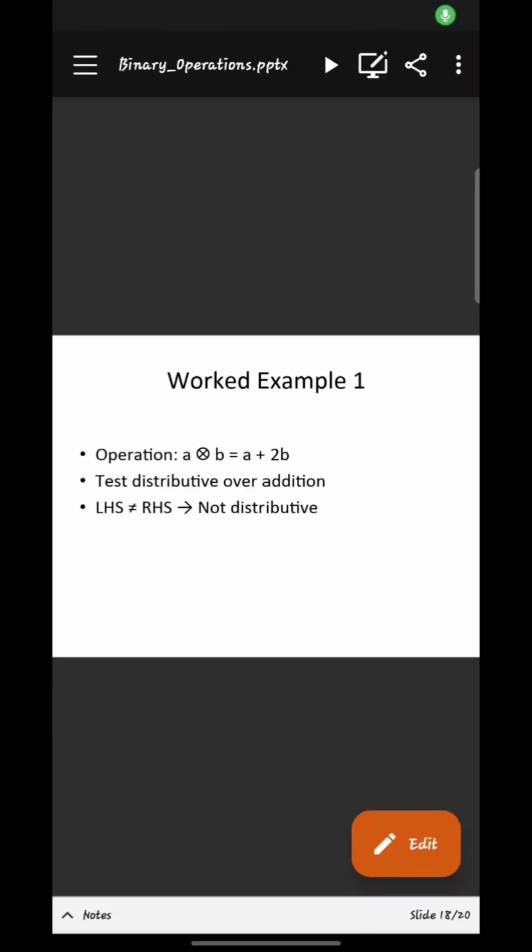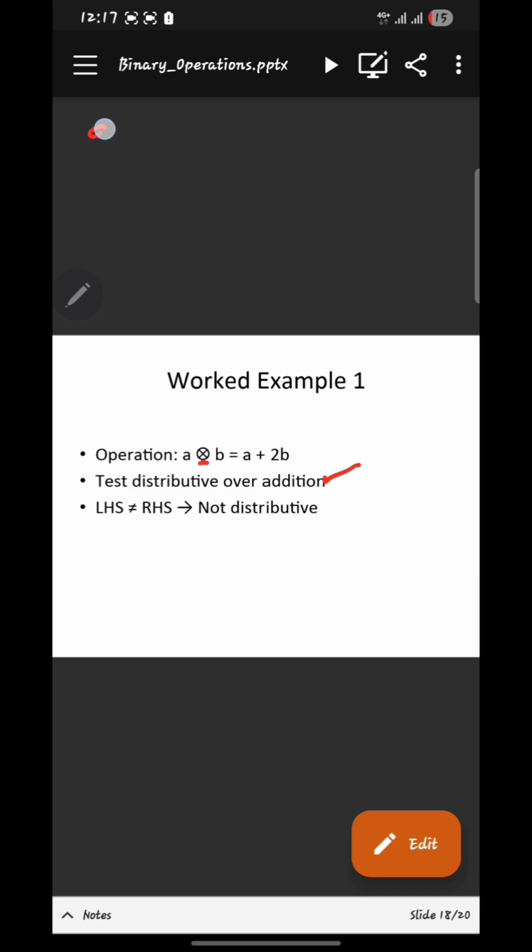Now let's look at this second example. We have said the operation we are given is A operation B equals A plus 2B. So we have to test distribution over addition. So we want to test distribution on this operation we are given. I would like to use another operation to represent this. Maybe star. Let me use star for convenience sake.